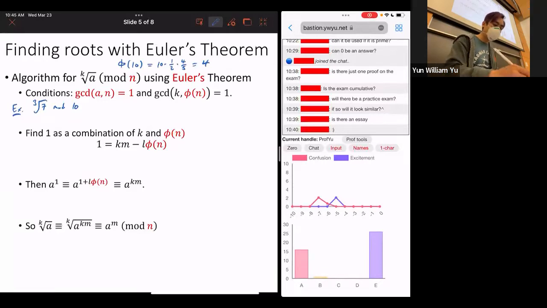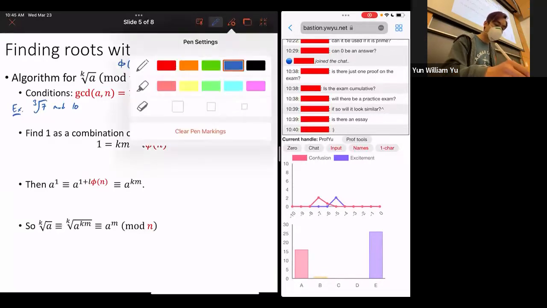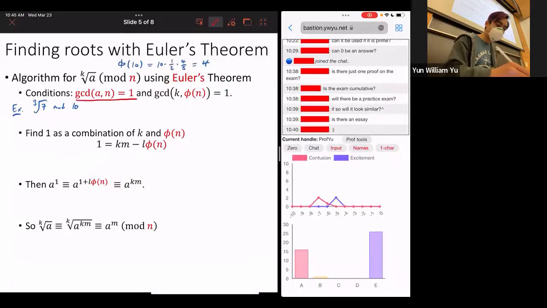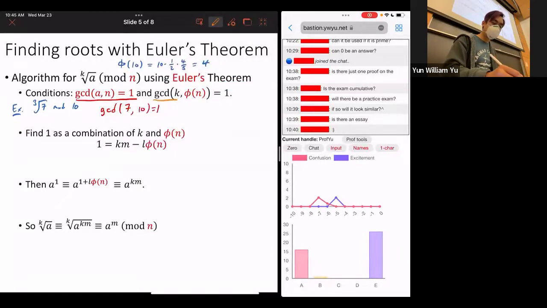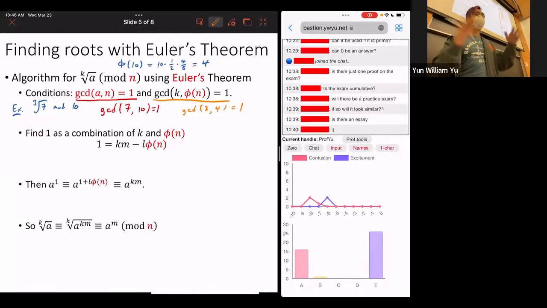And so then we need to check two things. We need to check that the GCD of a and n, well, what are a and n here? Well, a is 7 and n is 10. The GCD of that is 1, so that's good. But then we also need to check that the GCD of k and phi of n is equal to 1. So GCD of 3 and 4 is equal to 1. Okay, so we're also good. So we meet the conditions of Euler's theorem and using this algorithm. And so we can proceed.